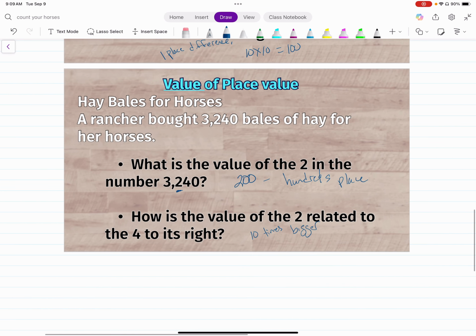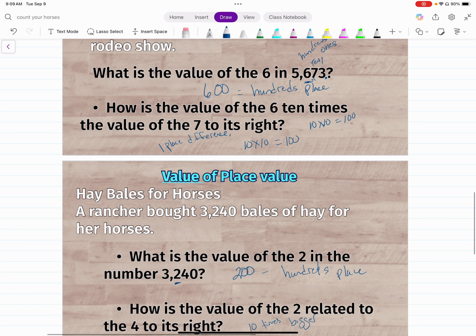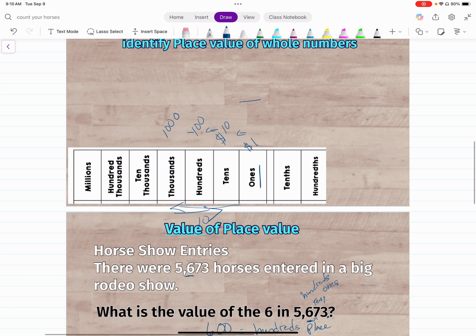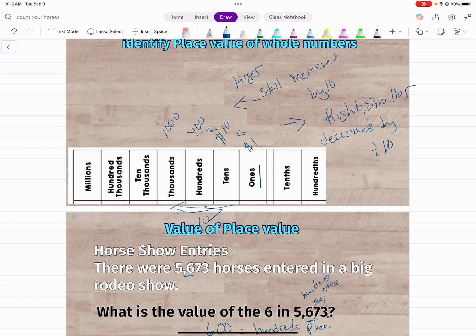Okay, good deals. So a lot of place value is just making sure that you realize that the further we move to the left, the larger, and each stall increases by 10. If we go to the right, it's smaller, and it decreases by 10, by sets of 10.